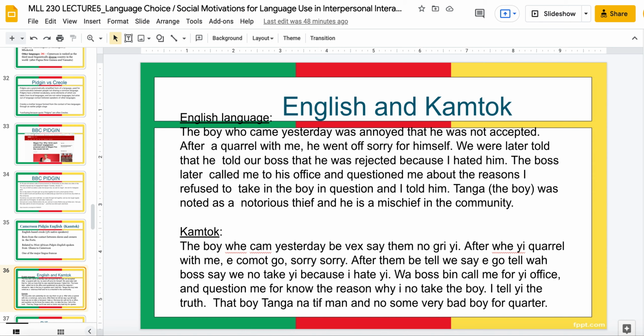So here's an example of something that's English and something that's Camtalk. The boy who came yesterday was annoyed that he was not accepted. After a quarrel with me, he went off sorry for himself. So the boy we come yesterday be vexed say them no gri. After we quarrel with me, he cannot go. Sorry. Right? So you can tell that they have a very English structure, but there are some local languages being mixed in.